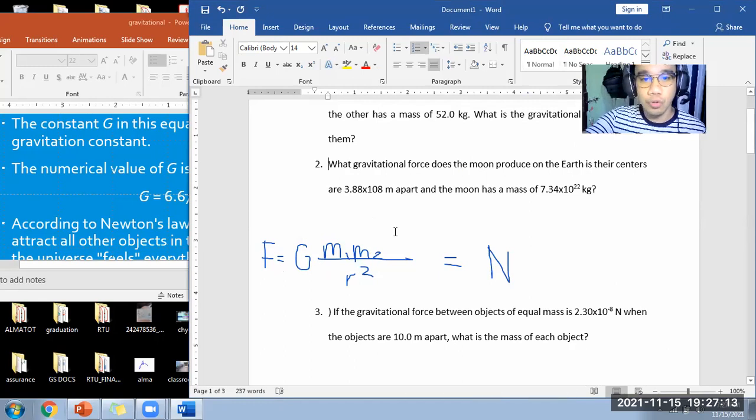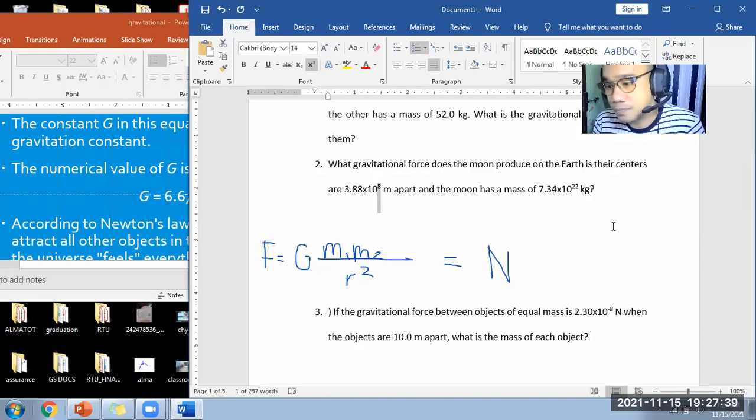Dito sabi number 2, what gravitational force does the moon produce on the earth in its center? Are 3.88 times 10 raised to 8 meter apart, and the moon has the mass of 7.34 kilogram. So what will be the value? So the gravitational force does the moon produce on earth in the center are 3.88 times 10 to the 8 meter. So may meter na tayo, di ba?